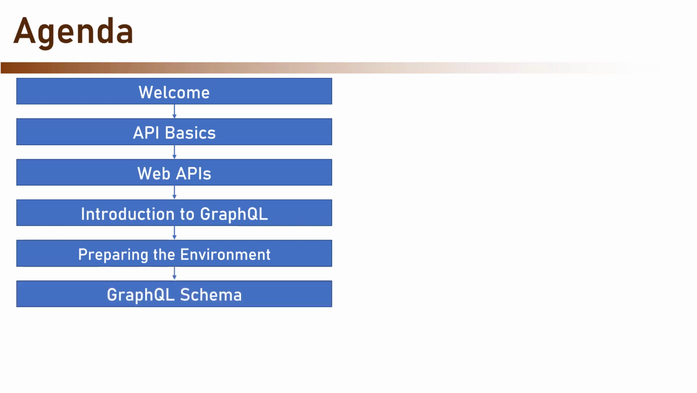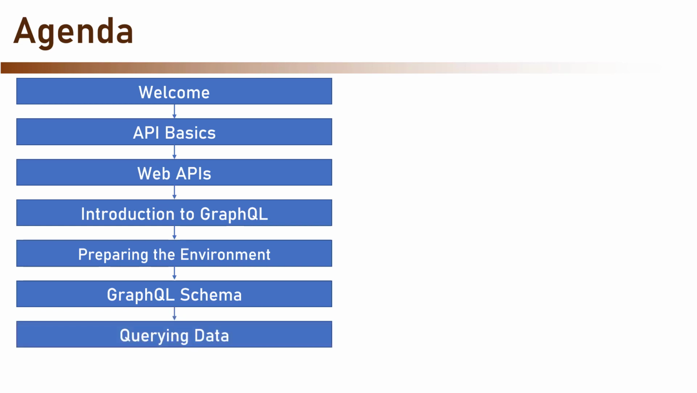After that, we will start learning about the most important component in GraphQL, which is the GraphQL schema. Without schema, there is no GraphQL. Next, we will learn about querying data in GraphQL. Doing so requires using special syntax, and we will cover this syntax comprehensively in this section.